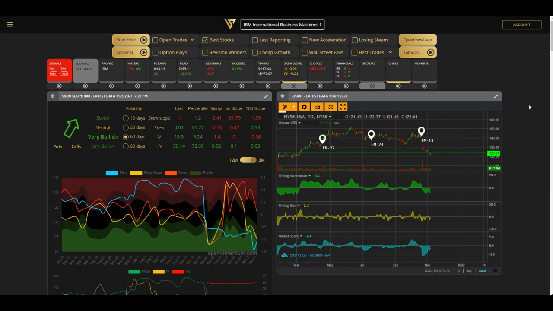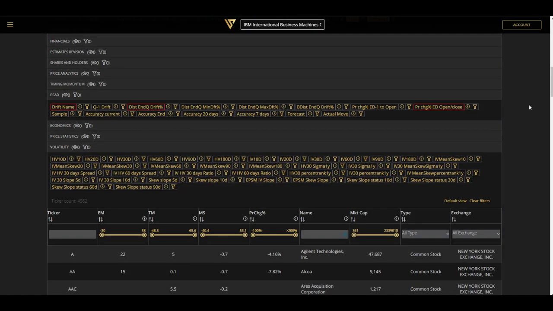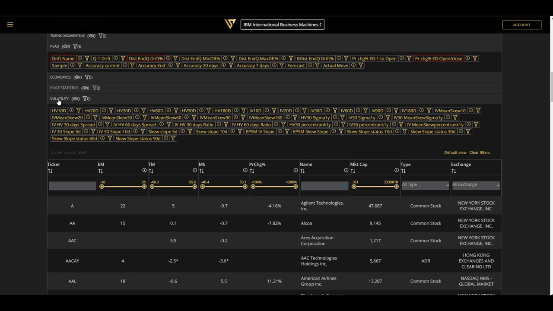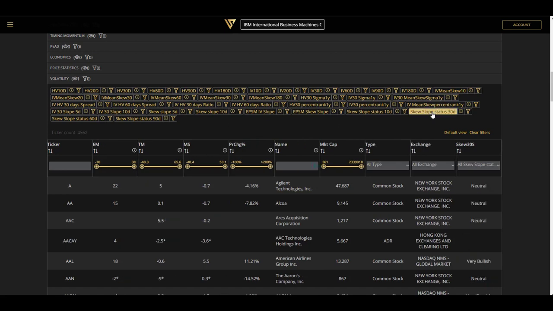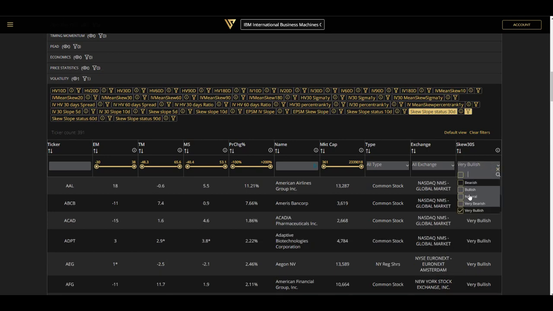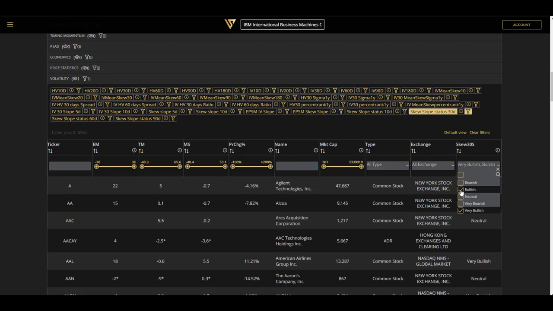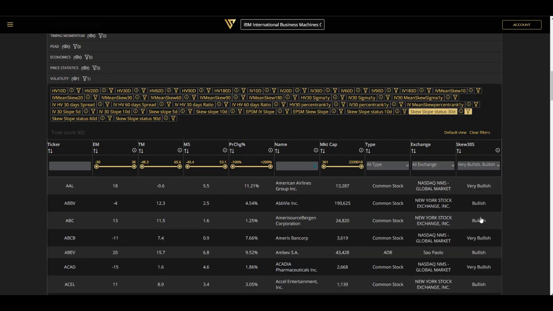Okay, so your first question will be, okay, now this is great, but how about you give me all the stocks that are very bullish or bullish so I can get started? Well, that's exactly what we did. So you go into the volatility bucket in the screener, and you use all the fields that you have here. The last few fields, the skew slope status 10-day, 30-day, 60-day, and 90-day, are those flags. So you click here, and then you click on very bullish, and you click on bullish, right? And now I have just all the stocks that are either very bullish or bullish.